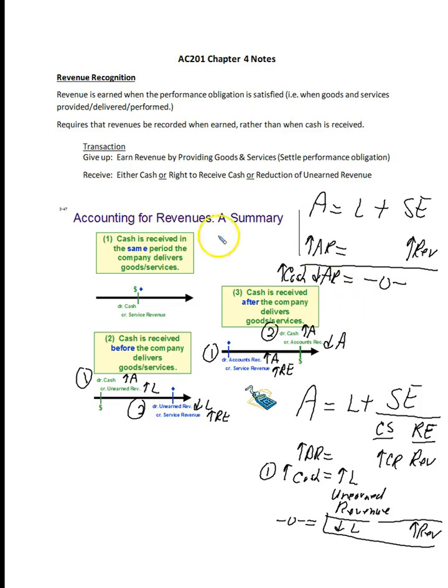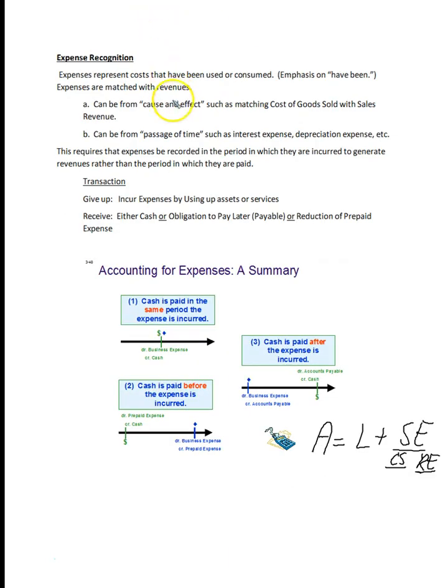Cash can come in at three different times. At the time we deliver the goods and services, before we deliver the goods and services, or after we deliver the goods and services. So three timing possibilities for the cash flow. And the same thing's going to take place for expense recognition.